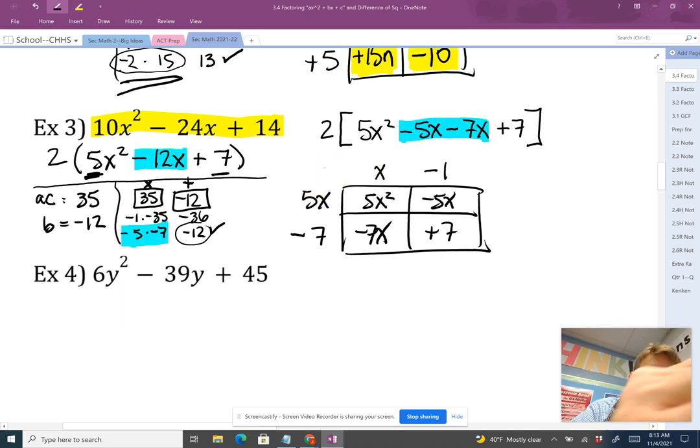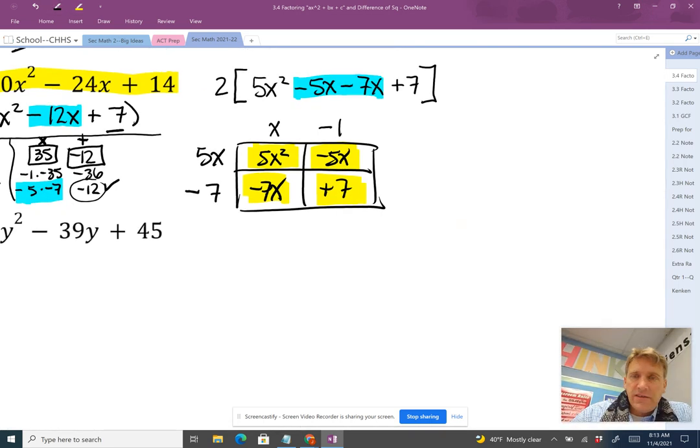And then I just want to double check to make sure 5x times x is 5x squared. Yes, 5x times negative 1 is negative 5x. x times negative 7 is negative 7x. And a negative 7 times a negative 1 is a positive 7. So those work out all right.